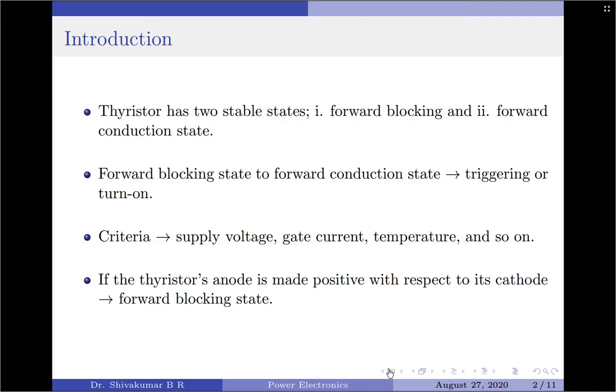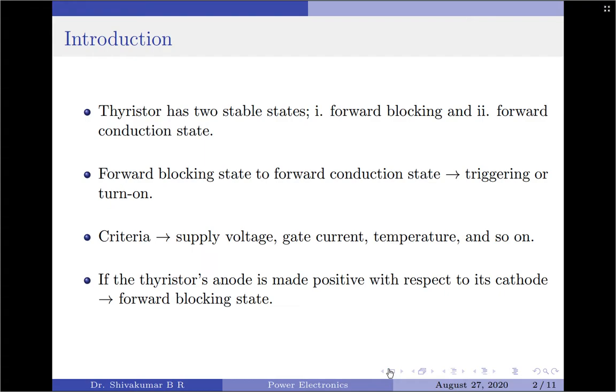Switching the thyristor from the forward blocking state, which is also the off state, to the forward conduction state, which is the on state, is known as triggering or turn on. The criteria for triggering the thyristor depends on several variables such as supply voltage, gate current, temperature, and so on. We know that if the thyristor's anode is made positive with respect to its cathode, the thyristor becomes forward biased and moves to forward blocking state.